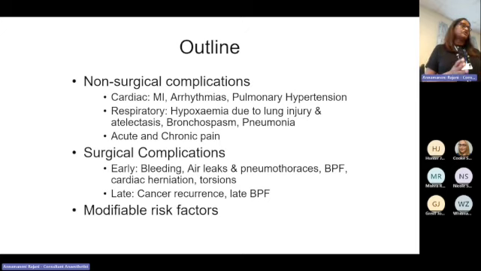So the non-surgical complications, of which the common ones amongst the cardiac complications, you get arrhythmias. Quite commonly, you get pulmonary hypertension. You can get some post-operative MIs as well. It is a bit rare to have post-op MIs, but it can happen. The commoner ones are then the cardiac complications and the respiratory complications.